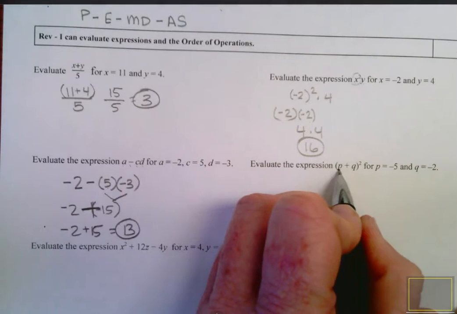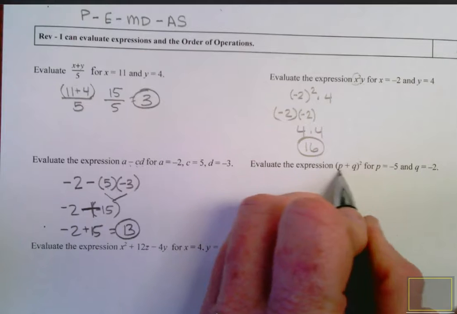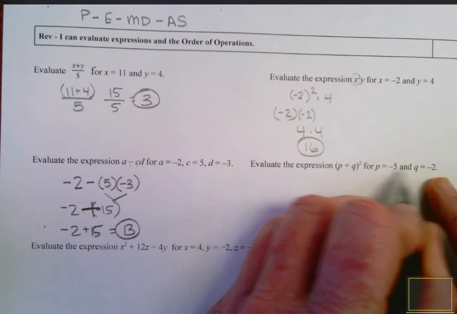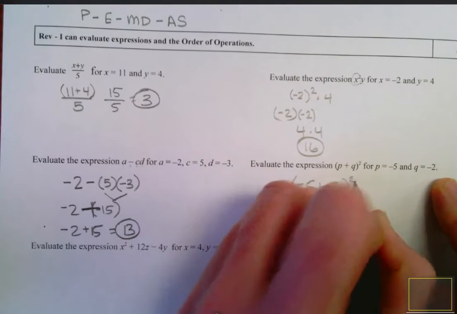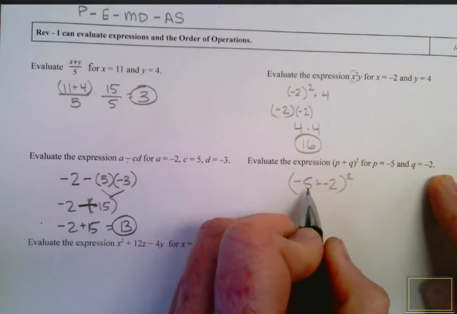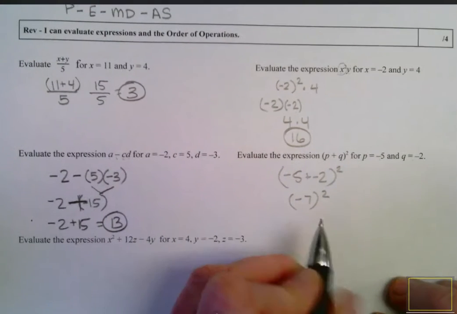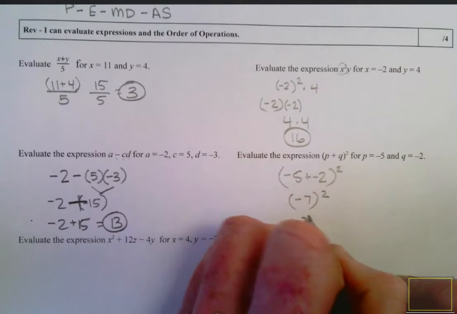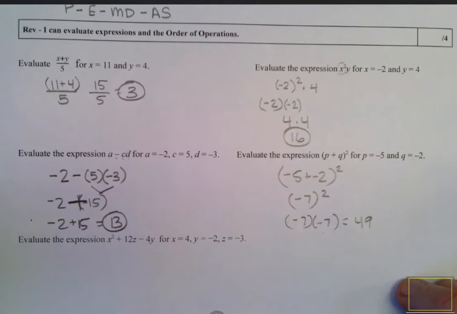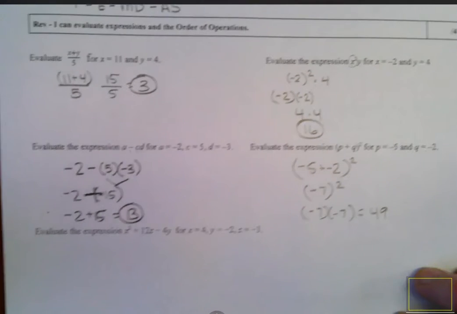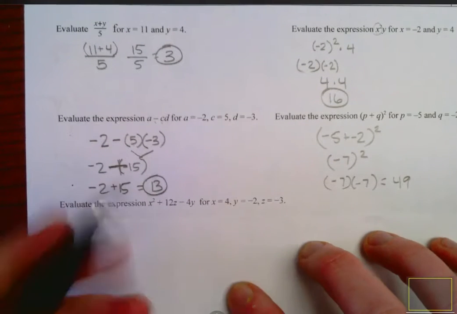All right, here I have P plus Q squared. So we need to do what's inside the parentheses first, which is actually addition, okay? So P plus Q. So I have negative 5 plus a negative 2, and then we're going to square it. Negative 5 plus negative 2 is negative 7 squared. Now remember, this quantity squared is negative 7 times negative 7, which is a positive 49. Right?